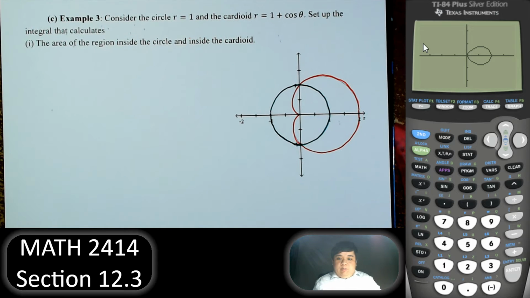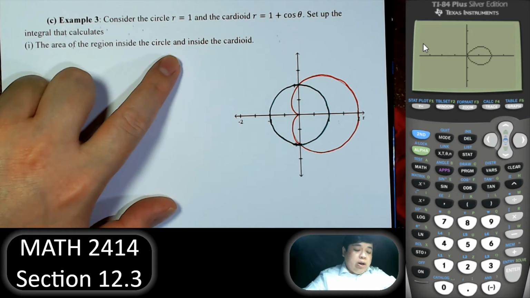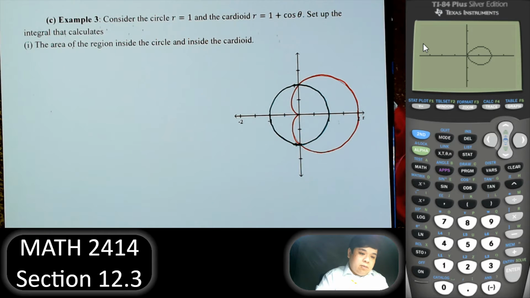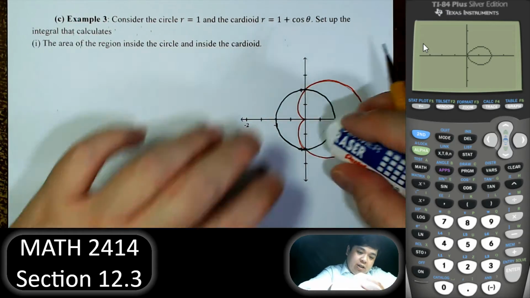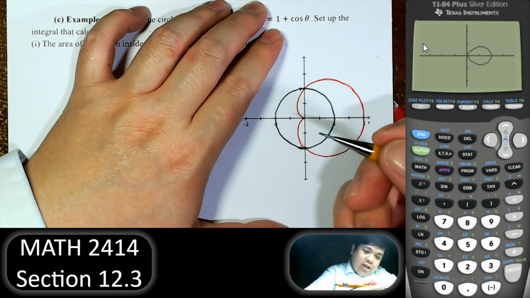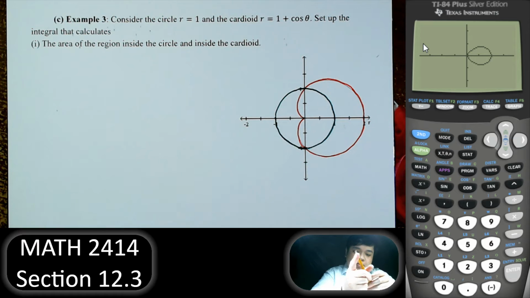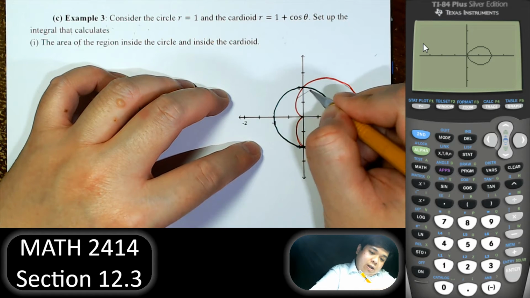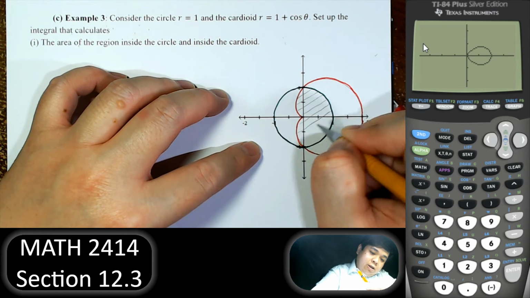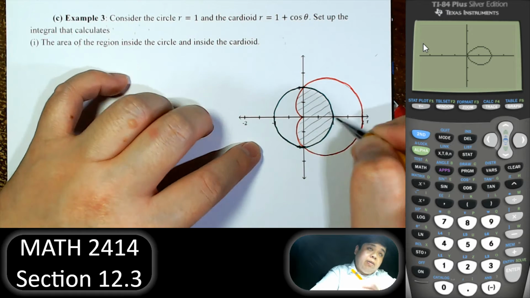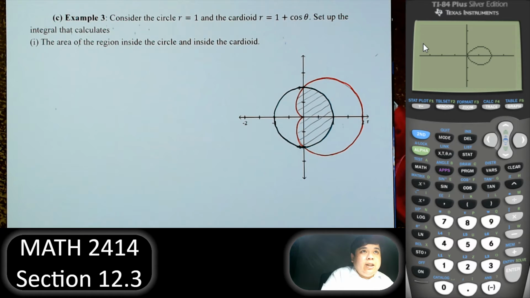Right, so we have those graphs. Now the question asks us to find the area inside the circle and inside the cardioid. So inside the circle and inside the cardioid. So we're looking at this area here. So how do we actually calculate that area?